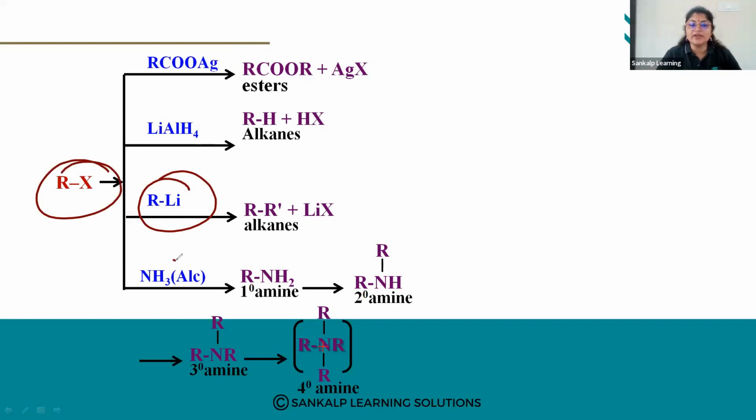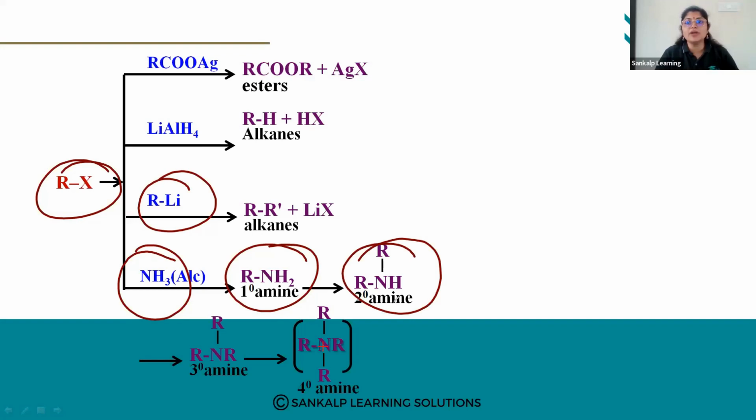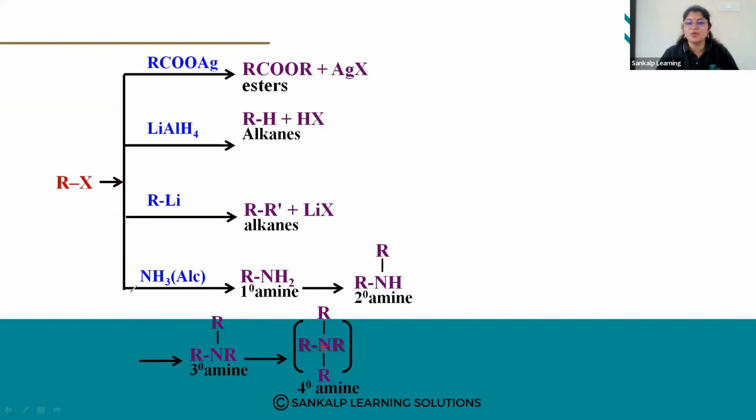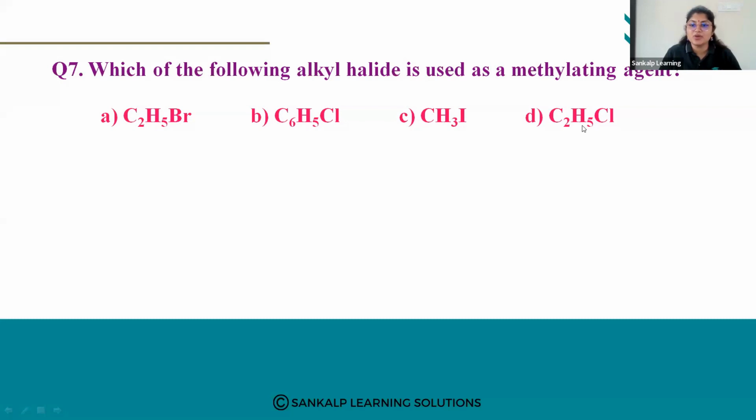Then alkyl halides treated with ammonia: one of the hydrogens is replaced by the alkyl group, so a primary amine is formed. If you treat with excess ammonia, one more hydrogen is replaced by an alkyl group. Further, again one hydrogen is replaced, and lastly it forms a quaternary ammonium salt. These are very important reactions. You need to remember the reagents and what type of nucleophile is being produced. Based on this, we'll solve some questions.